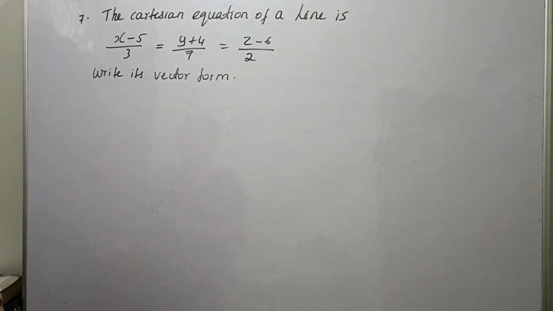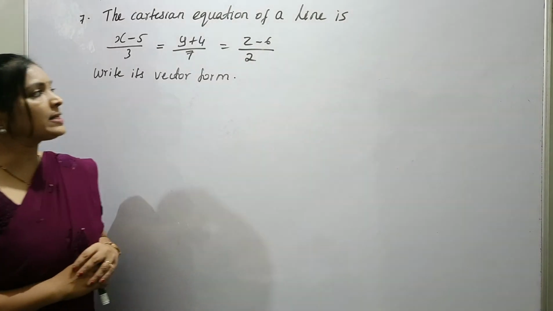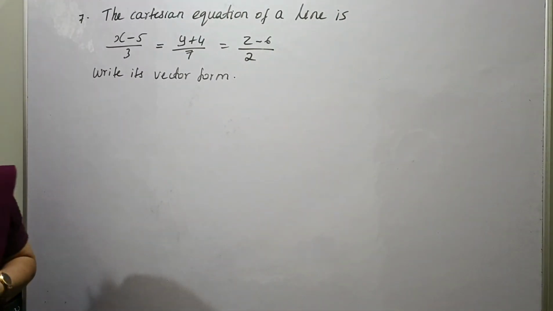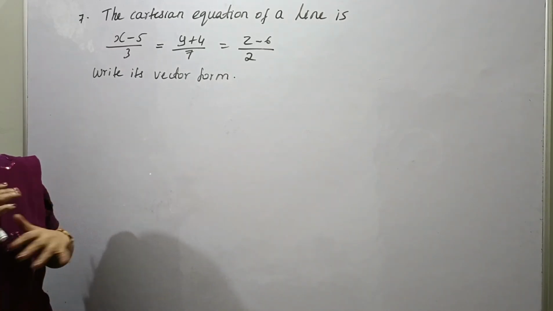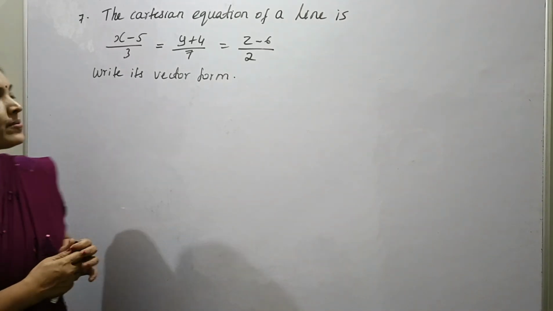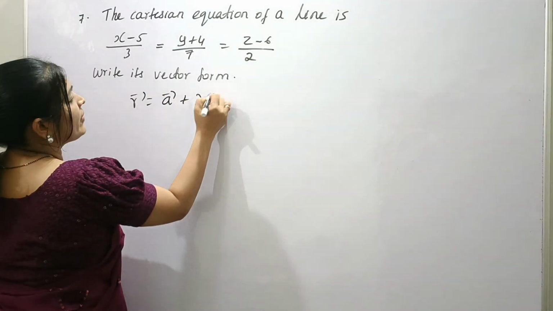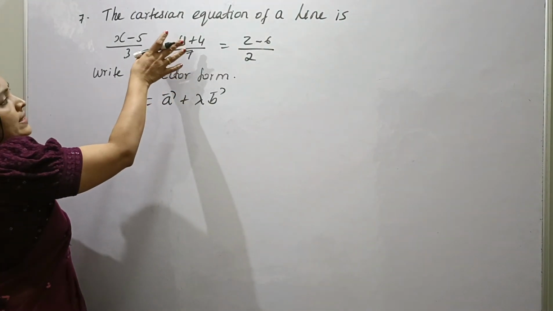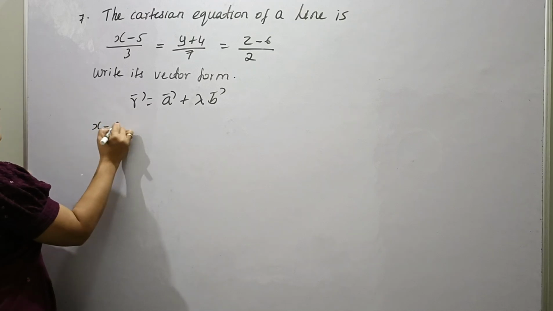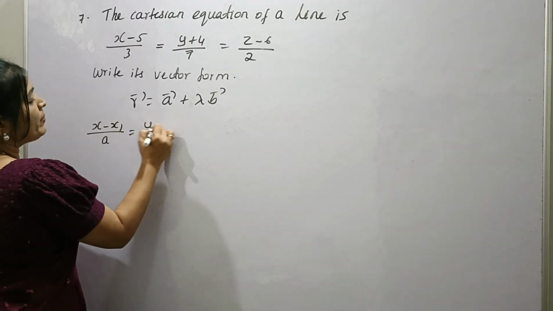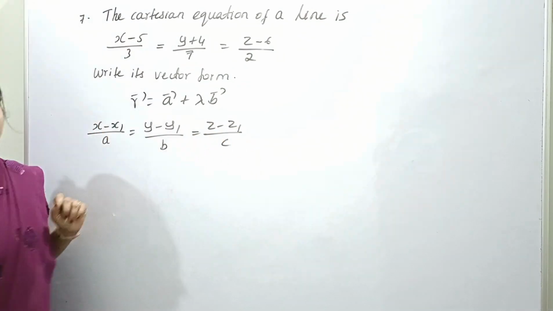The Cartesian equation of a line is (x - 3)/3 = (y + 4)/7 = (z - 6)/2. Write its vector form. Here the equation of a line in Cartesian form is given, and we have to write it in vector form. What is the vector equation of a line? Vector r = vector a + lambda vector b. First, let's compare the given equation with the general Cartesian equation, (x - x1)/a = (y - y1)/b = (z - z1)/c.